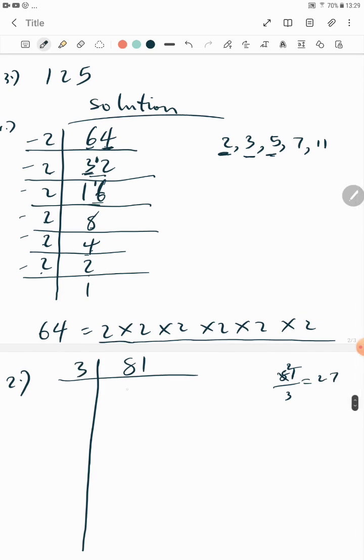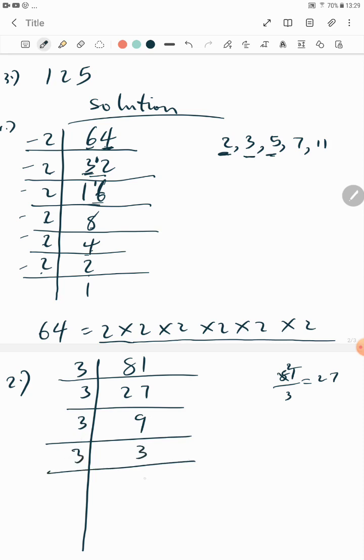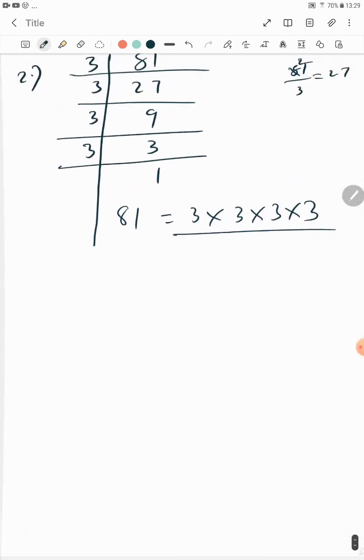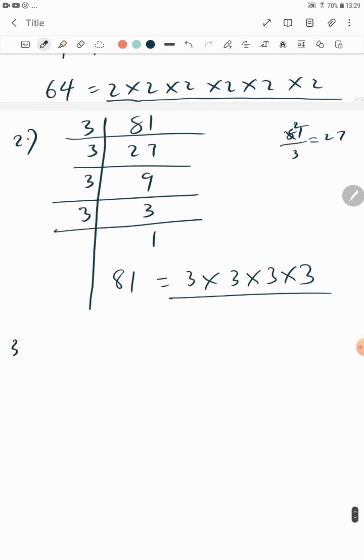This gives me 27. In 27, obviously I can use 3 to divide that. That will give me 9. In 9, obviously I will get 3, and then I can use 3, which will give me 1. So I can write 81 equals 3 times 3 times 3 times 3. So this gives me 81 as a product of its prime factors, the prime factor being 3.